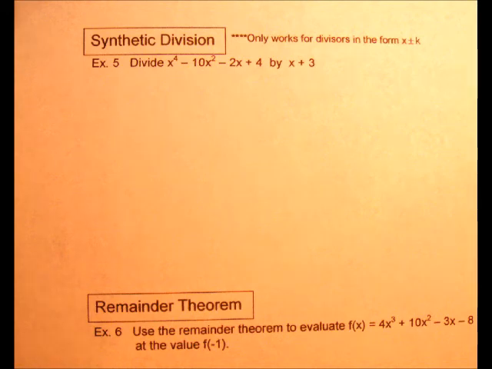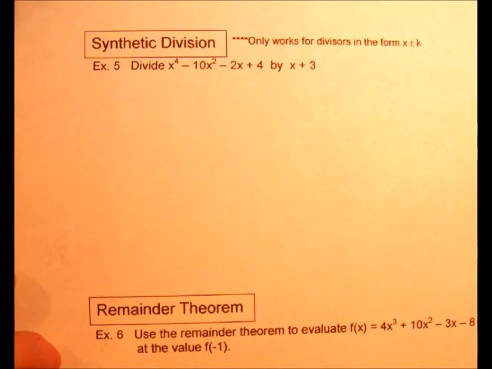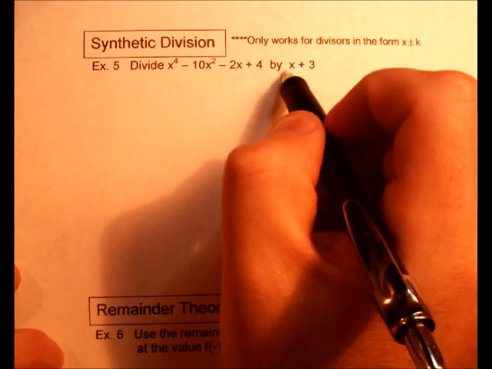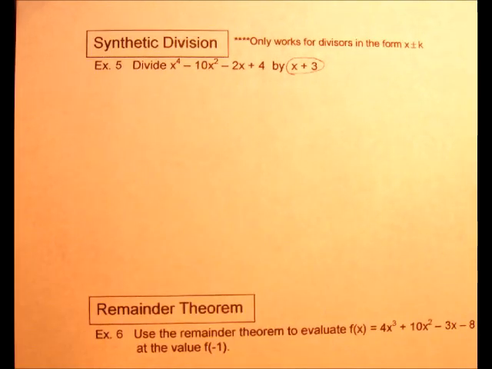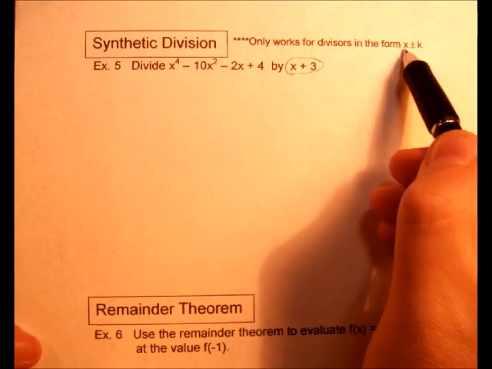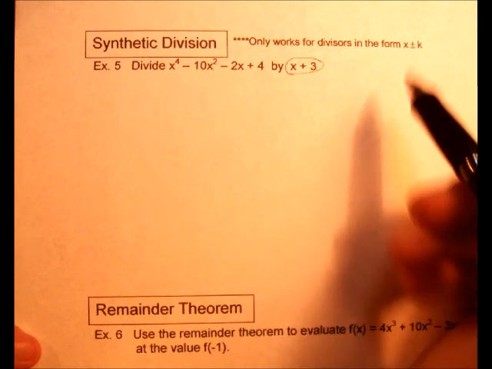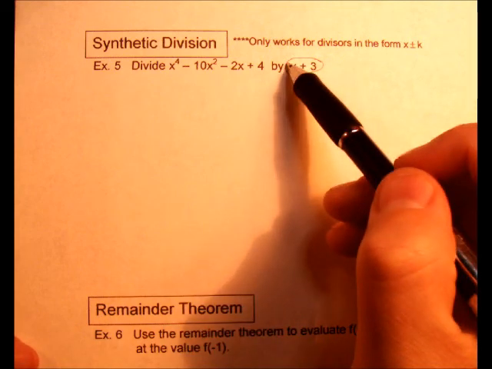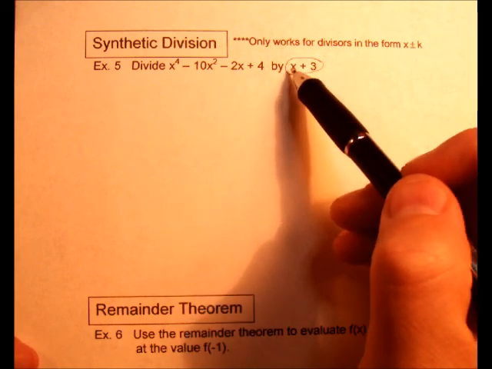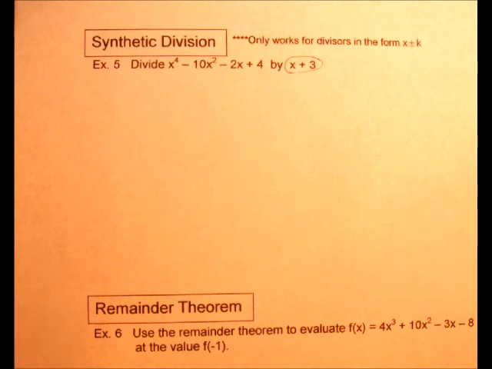And so what we're going to do is the number we're dividing by, okay, is x plus 3 here. Now this only works when you're dividing by x plus or minus a number. That's what this says right here. X plus or minus some constant value. If there's a 2 or any number out in front there, that doesn't work. We can't do synthetic division. Okay?